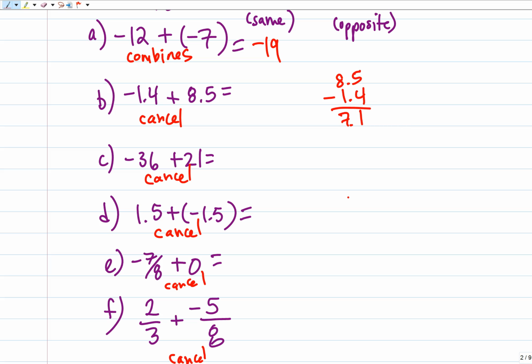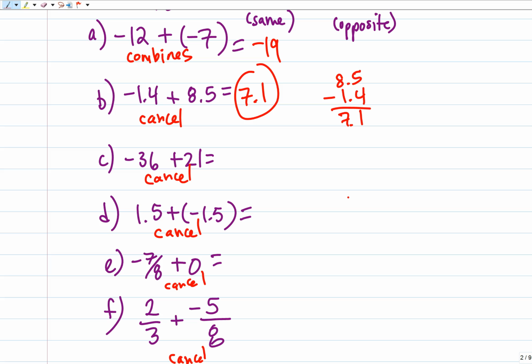7.1 positive or negative? Because we had more positives, that's what's left, is the positives. Make sense? I am not drawing 7.1 plus signs. It doesn't work that way. But it should make sense when it's easy so that I can apply the same rules when it gets more difficult.